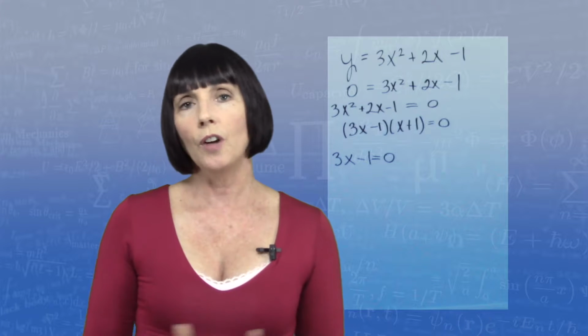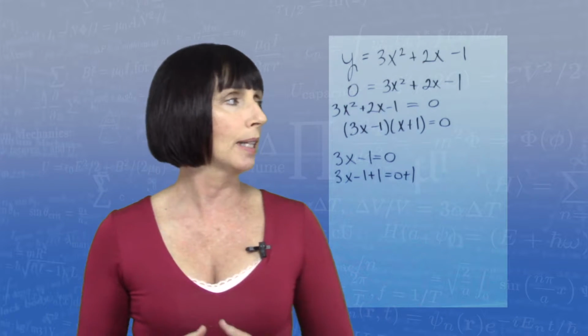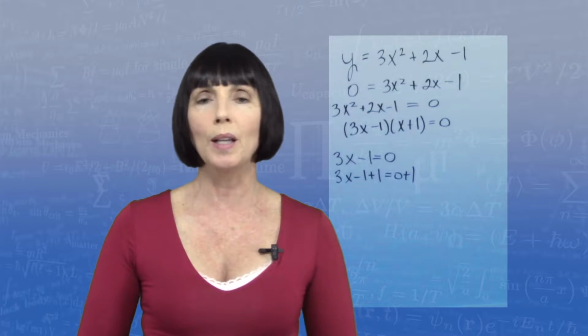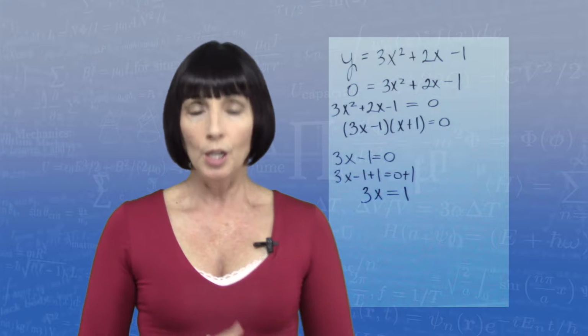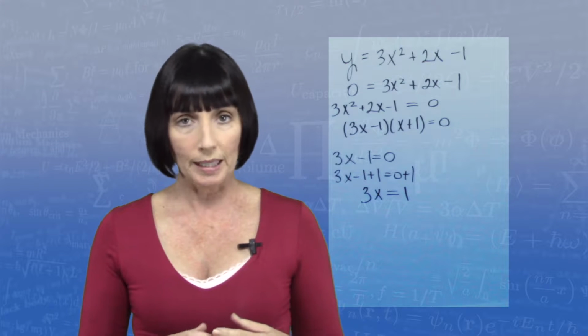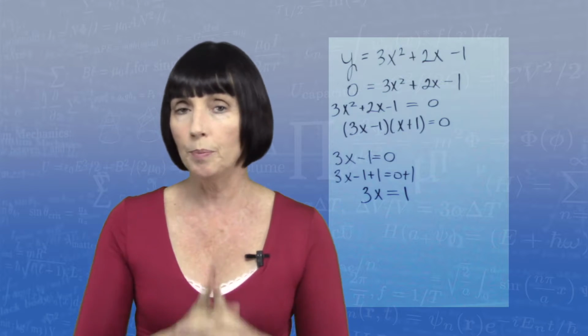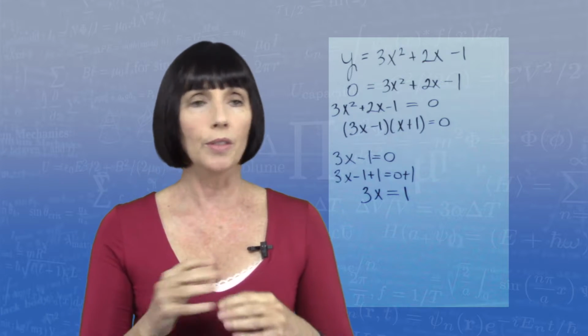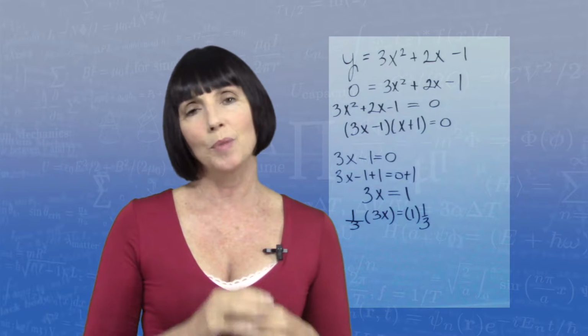All right, let's solve for x. I'm going to add 1 to both sides, so I get 3x minus 1 plus 1 equals 0 plus 1. Simplifying, that leaves me with 3x equals 1. The coefficient of my variable is 3, so I'm going to multiply both sides of the equation by the reciprocal of that coefficient. So on the left, I have 1/3 times 3x equals 1 times 1/3.